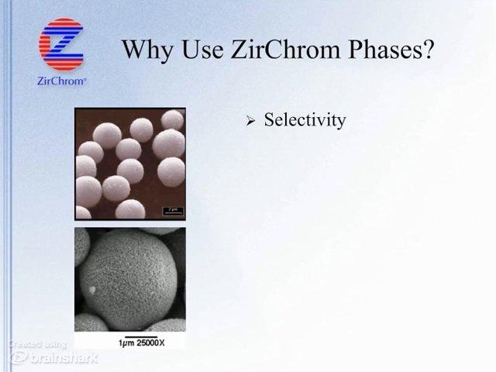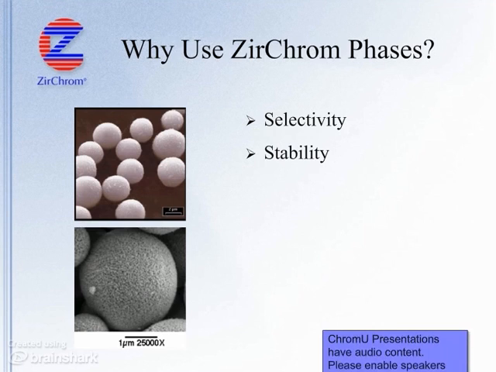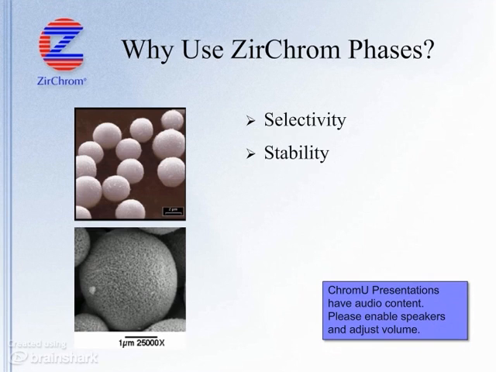The second most cited reason ZirChrom users choose zirconia is the unparalleled stability of zirconia-based phases. The superior chemical and thermal stability of ZirChrom phases enable a larger range of method development tools and shorter runtimes.